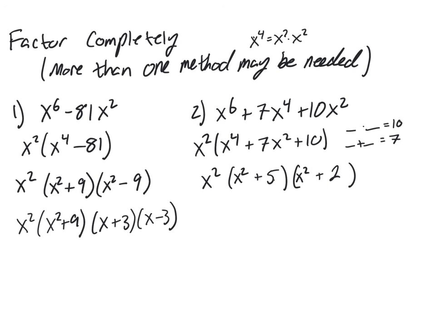And just like in the last one, we want to check to make sure we're fully factored. We can't factor x squared anymore, can't factor x squared plus 5 anymore, and we can't factor x squared plus 2 anymore, so we're done.